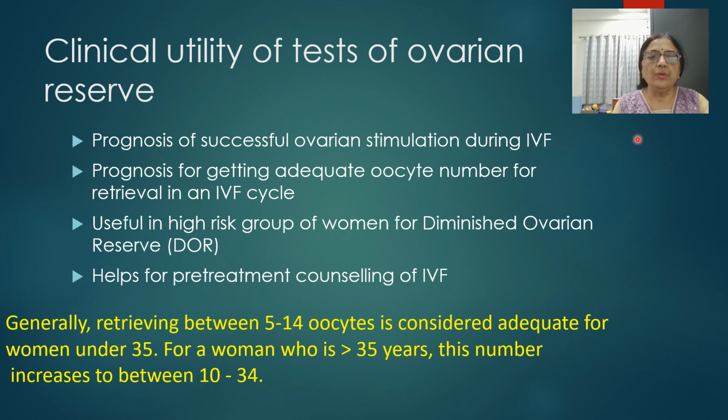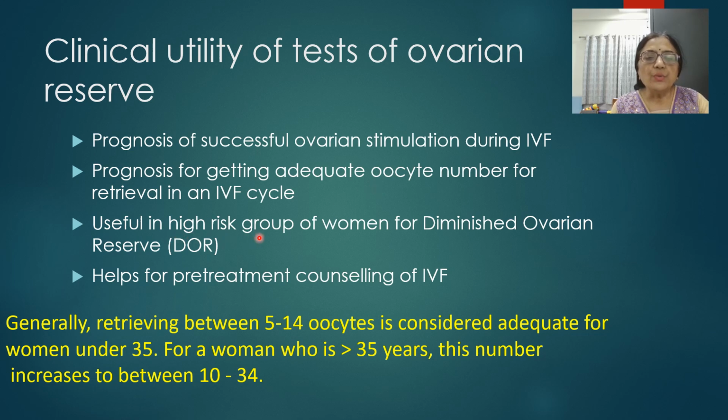Now, what is the clinical utility of these tests? These tests are useful to prognosticate, or to tell us the prognosis of, successful ovarian stimulation during in vitro fertilization, as well as the prognosis for getting an adequate oocyte number for oocyte retrieval in an IVF cycle. Suppose you do the test and the result shows that reserve is good, the possibility of having a successful ovarian stimulation and oocyte retrieval is more.